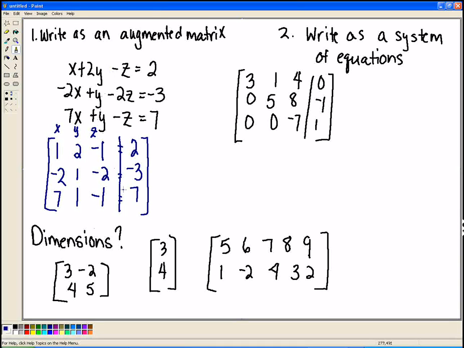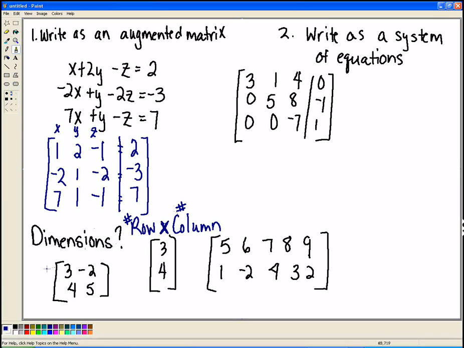So let's talk about dimensions for a minute. The dimensions of a matrix are the row by column. And instead of writing the word by, we simply write an X. No, this does not mean to multiply, and no, this does not mean a variable. Okay? We simply just write our number of rows, an X, and then our number of columns.